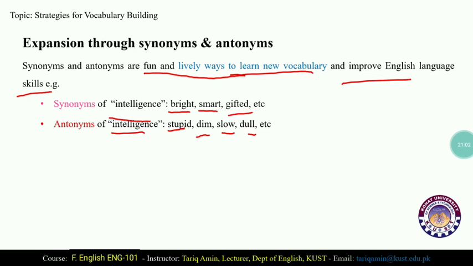For example, if you come across a word, this very word intelligent, that is unknown to you, you need to search its synonyms and you need to search its antonyms as well. This will help you expand your vocabulary. You would be able to learn the main word, and after that you will be able to learn its synonyms and antonyms as well. So from just one word you can learn 10 words.